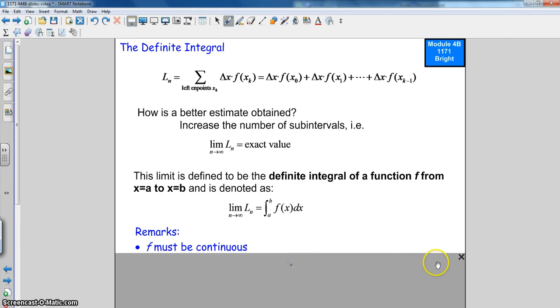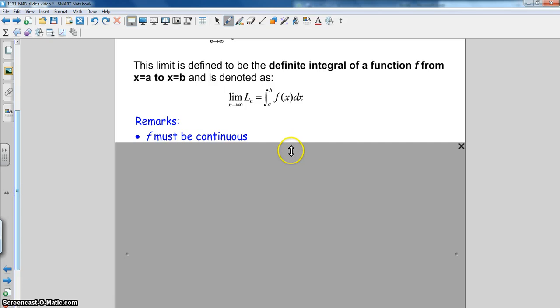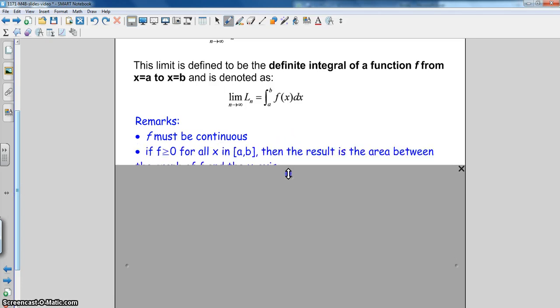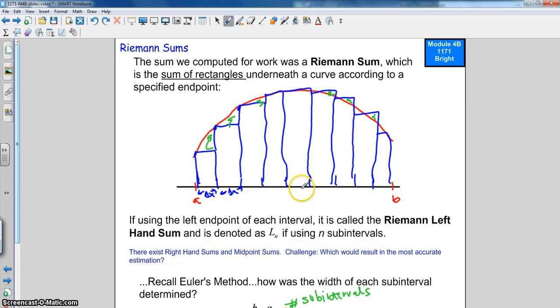So here, f must be continuous. This is just because otherwise we need to break it up and it gets to be a little ugly. If f is above the x-axis for all x, then the result is just the area between the graph and the x-axis, which we kind of saw back in our example back here. So the function was positive, so the integral represented the area underneath the curve.